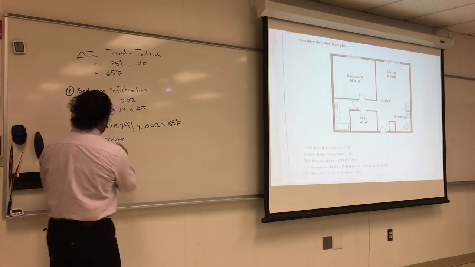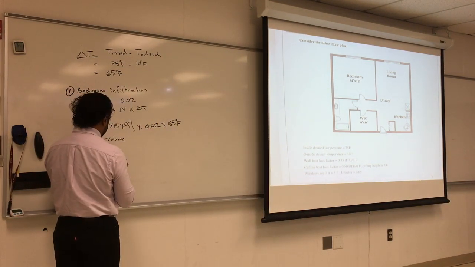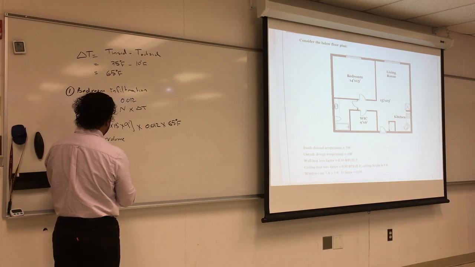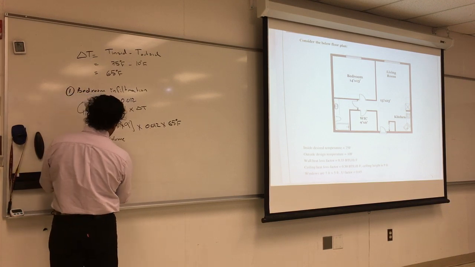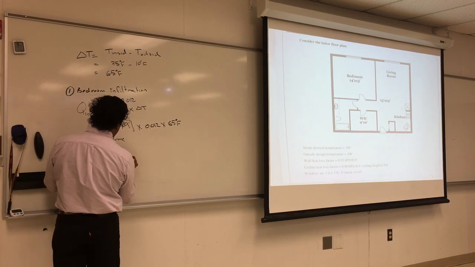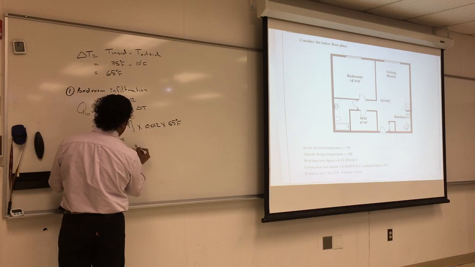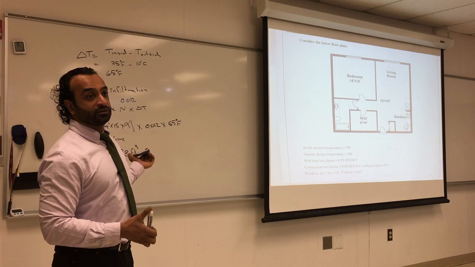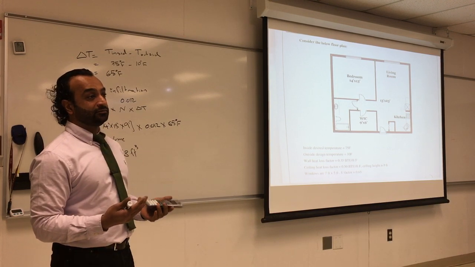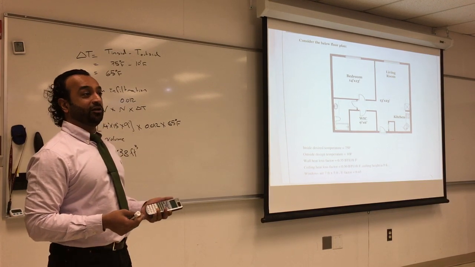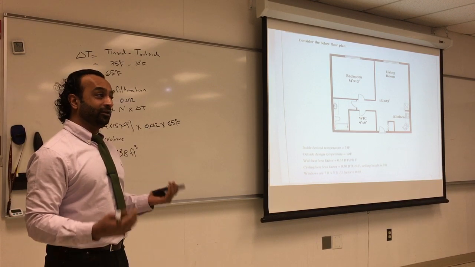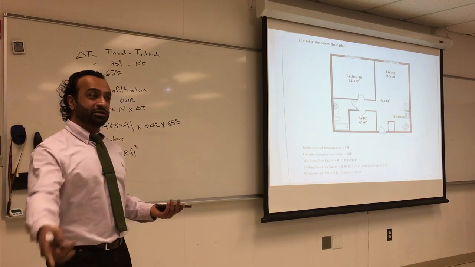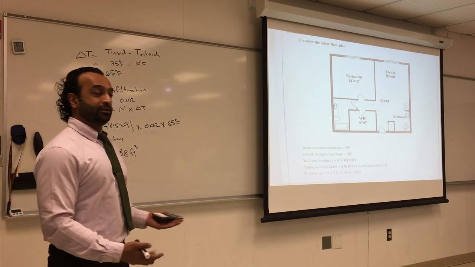So I will do the volume first. 13 times 14 times 9. I got 1,638 foot cube. Right, Lance? It's not 182. So volume is three dimensions. You're going to do a lot of volume. Please, this is very basic. Volume and area. Area is two dimensions. Volume is three dimensions.